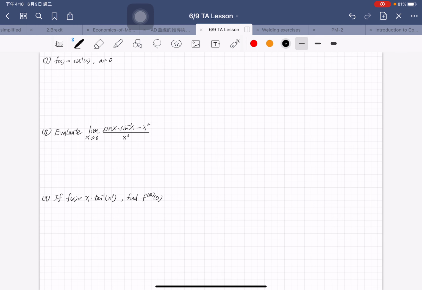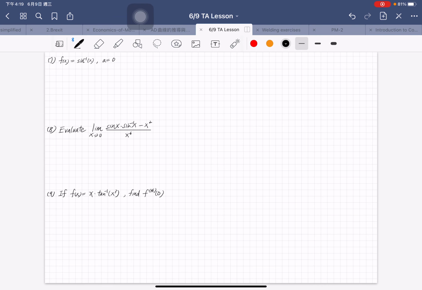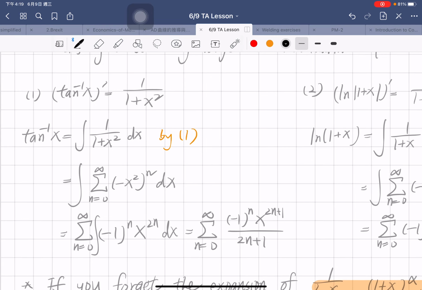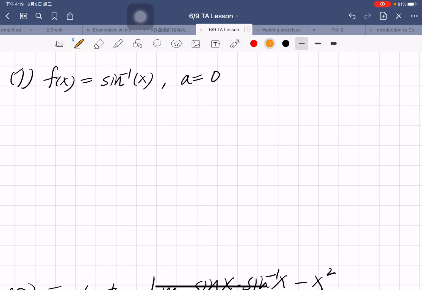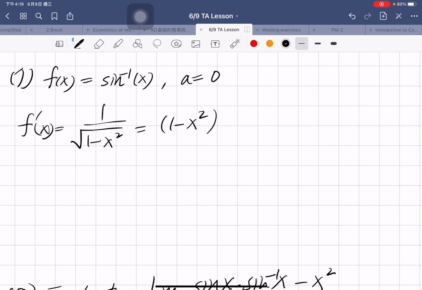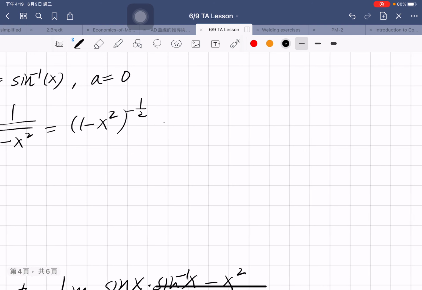Okay, 7th question. f of x will equal arc sine x, and now it will be a Maclaurin series. So similar idea to our arctangent, because we know the derivative of arc sine will be 1 over square root of 1 minus x squared, right? So it will actually be this one. So this will be in the form of a binomial, right? So we just expand it.